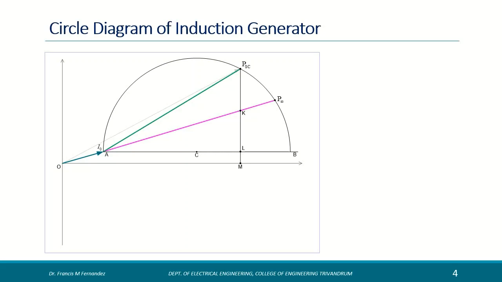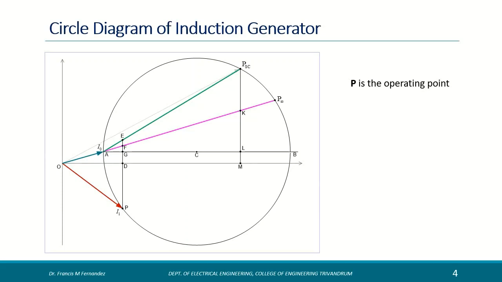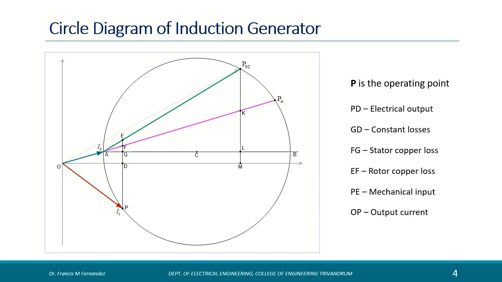Next, we will try to explain the performance of induction generator with the help of circle diagrams. What you see here is a circle diagram of an induction motor. If we complete the circle by drawing the other side of it, that portion will represent the generator operation of the machine. We can have the operating point P on the circle and evaluate the performance parameters. Here the length PD will be the electrical output generated by the induction generator. Similar to induction motor, GD represents the constant losses, FG the stator copper loss, and EF the rotor copper loss.